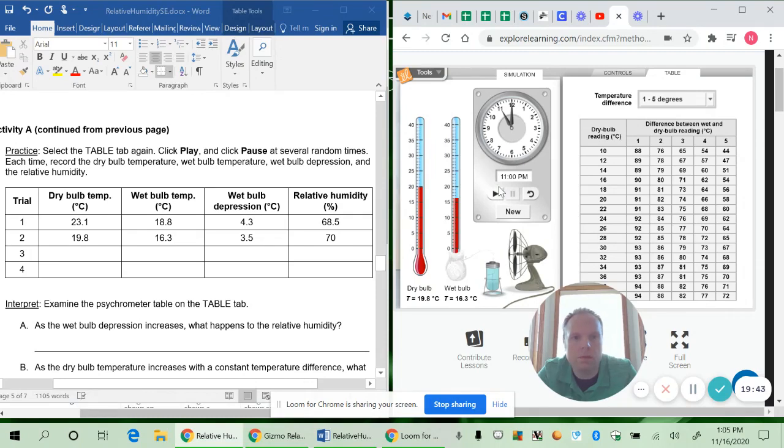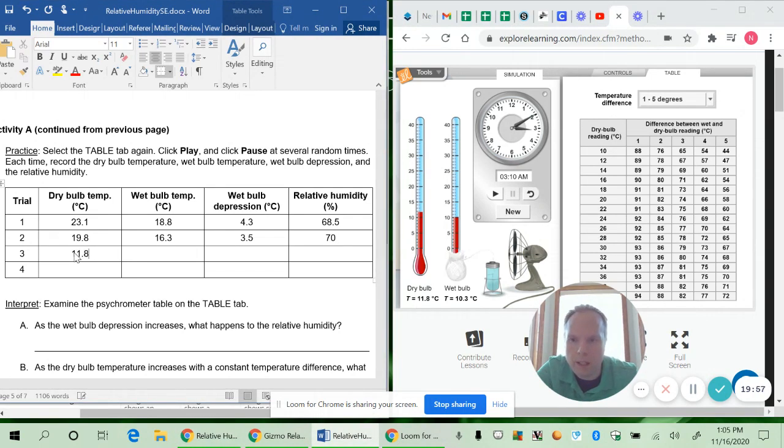Try one more here. All right, so now the temperature's dropped and our dry bulb temperature is about 11.8 and the wet bulb temperature is 10.3. And so the depression would be 11.8 minus 10.3, so I'd have about 1.5 here. And so let's figure out what this was. So this was about 12.